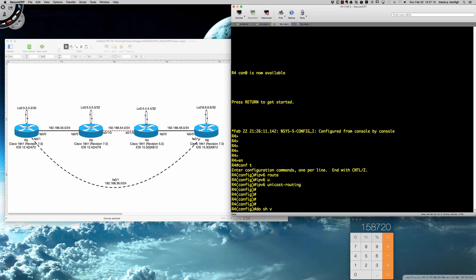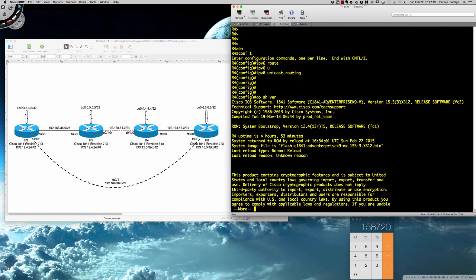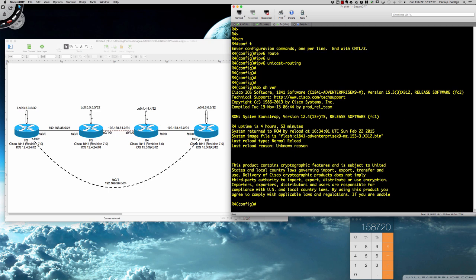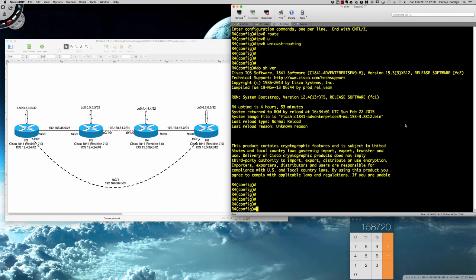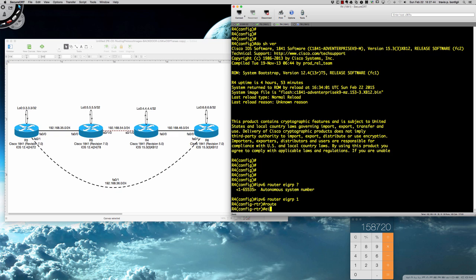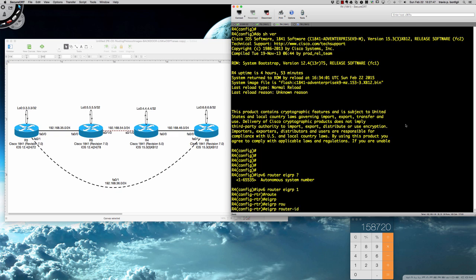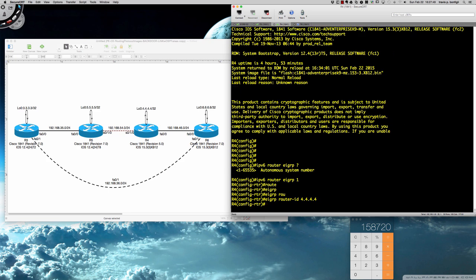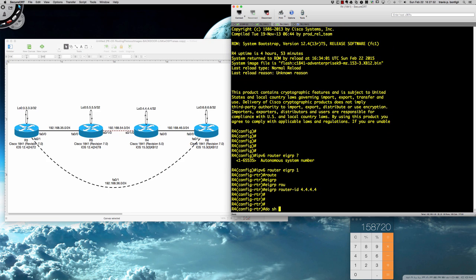And now remember, do show version. If you take a look here, we're on router 4. Router 4 is running 15.3 code. So let's see how router 4 behaves when we get into the IPv6 configuration. So the first thing that I'm going to do is say IPv6 router EIGRP and then our autonomous system number 1. Let's get our router ID set, and EIGRP router ID is going to be 4.4.4.4, and that's pretty much it. But let's see, do show run section EIGRP.